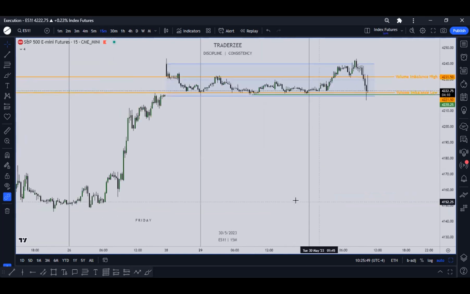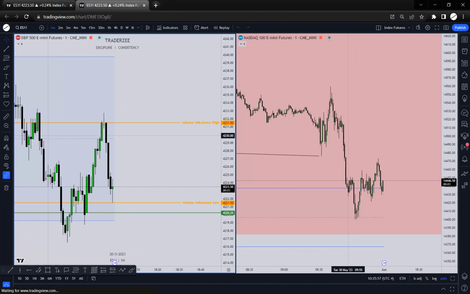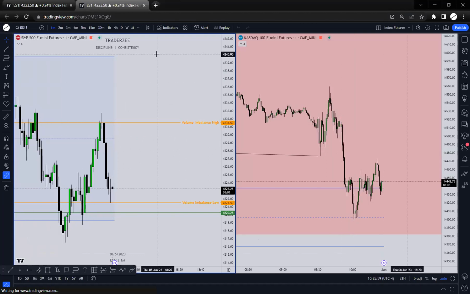Again, we're going to have two screens. This is the execution screen. I'll first share the main screen, the other monitor that you look at.